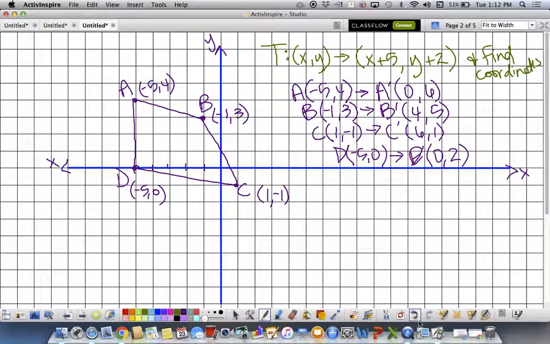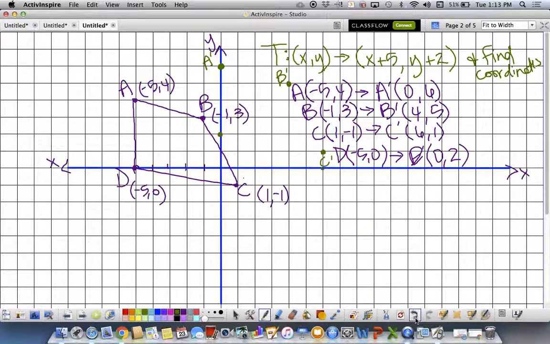I also asked you to graph it. Here's A prime. B prime is 4, 5. C prime, 3, 4, 5, 6, 1. This doesn't look the same. Why? It does. Wait, hold on. I was doing the y-axis, or the y first.